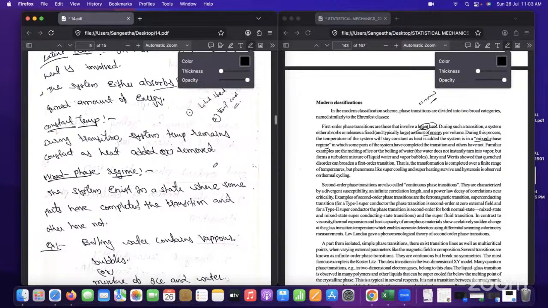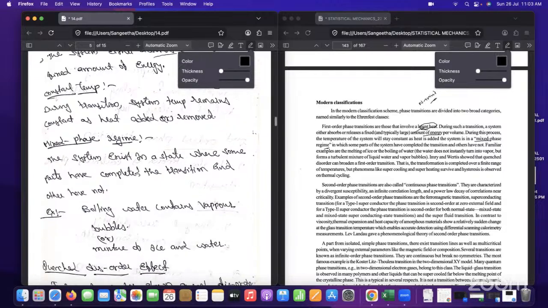Next, it is a mixed phase regime. What is a mixed phase regime here? Some systems exist in the transition. For one system the transition is completed, in another system the transition is not completed, so that is called mixed phase regime. The system exists in a state where some parts have completed the transition and some parts have not completed the transition. That is called mixed phase regime.